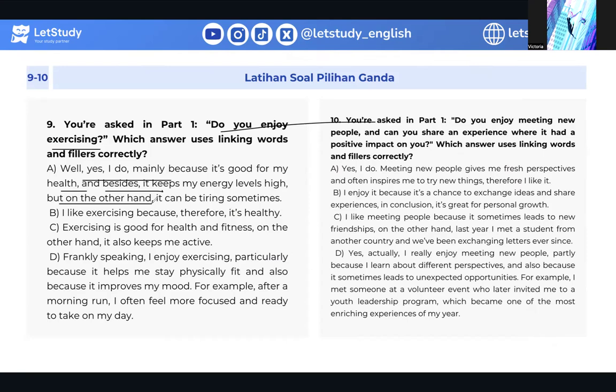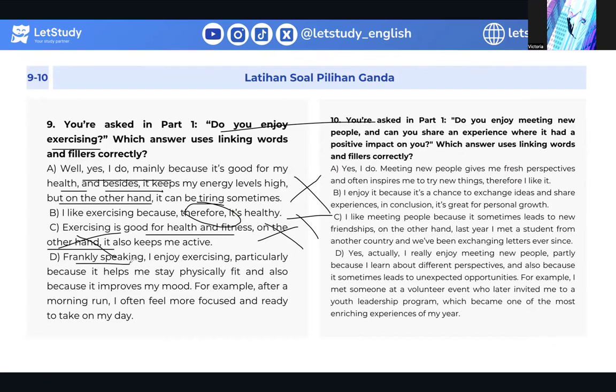Now, for A, the use of "on the other hand" itu ya nggak begitu benar, jadi salah. B, I like exercising because therefore it's healthy. The use of "therefore" yang sebenarnya cause and effect itu salah, jadi salah. C, exercising is good for health and fitness. On the other hand, it also keeps me active. "On the other hand" itu nggak usah. Soalnya ini kan introduction, jadi ini bukan menambahkan informasi.